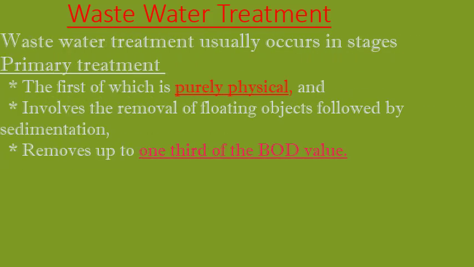Wastewater treatment usually occurs in stages. The first stage here is primary treatment. This stage allows solids to settle and lighter materials like oil and grease to float. So this stage involves removal of floating and sedimented objects from the wastewater. That means this stage is purely physical. In this case, primary treatment removes up to one-third of the BOD value.